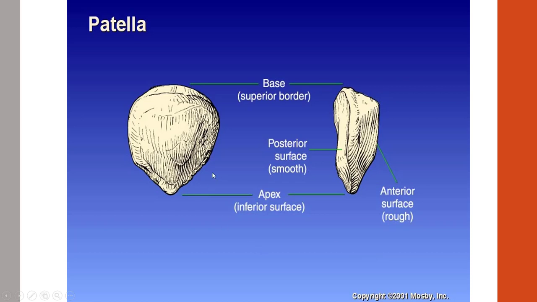Your patella is commonly called your kneecap. It's also the largest sesamoid bone in your body. Your patella consists of the base, which is actually the superior border or the superior surface of that patella. Your apex is going to be the lower portion or your inferior surface. And you have a posterior surface, which is located on the back side. So if you were to lay this down on a table, it would actually lay flat. The anterior surface is what you touch when you feel your knee. So it's going to be a little bit rougher.